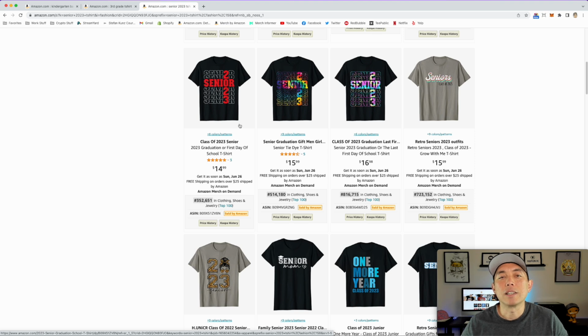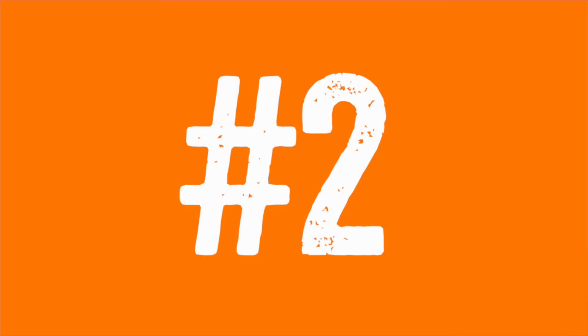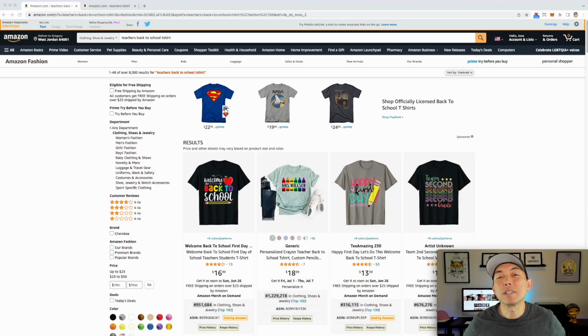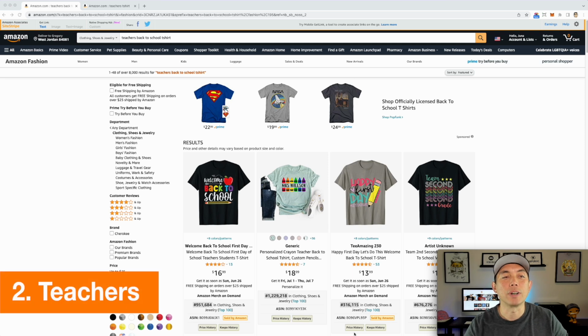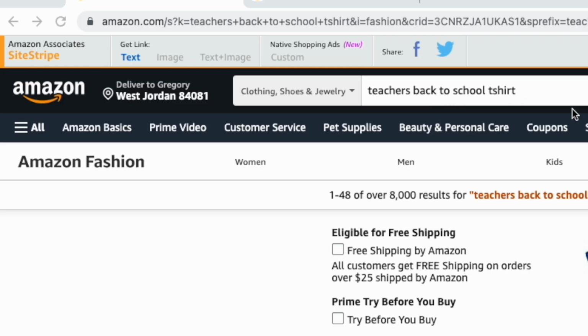Think of the colors that a third grader would want to wear, those kinds of things, and sayings like that. So it doesn't actually have to say it, but if you think about the audience who are in that grade, design appropriately to what they're going to wear. So this is your sub niche number 1, and that is designing for the students and think about the grade that they're in. So the second sub niche that I want to share with you for back to school is designing for teachers. So I typed in here, teachers back to school t-shirt.